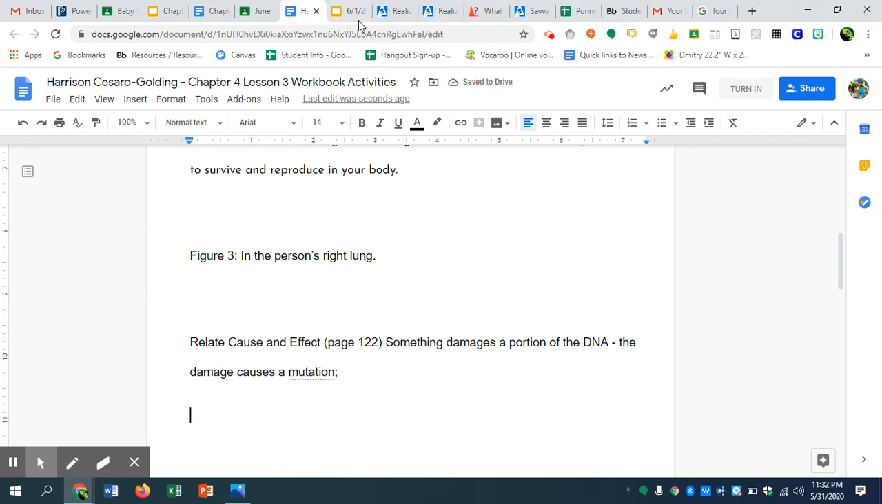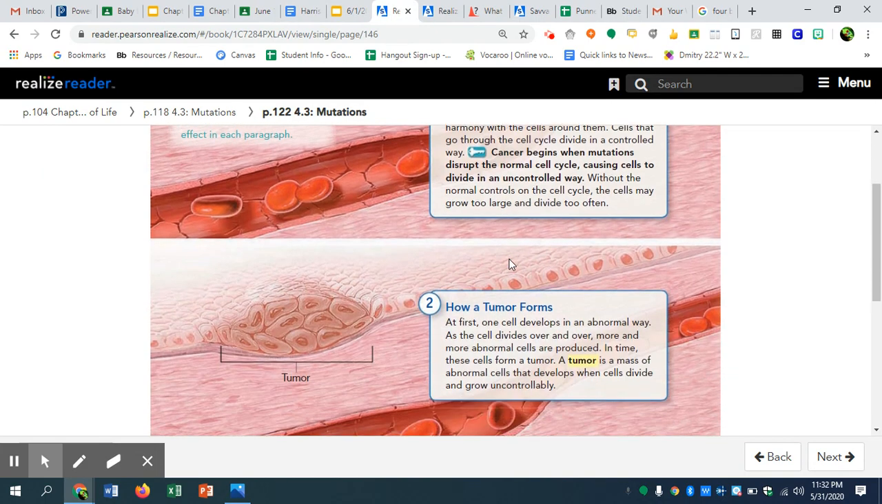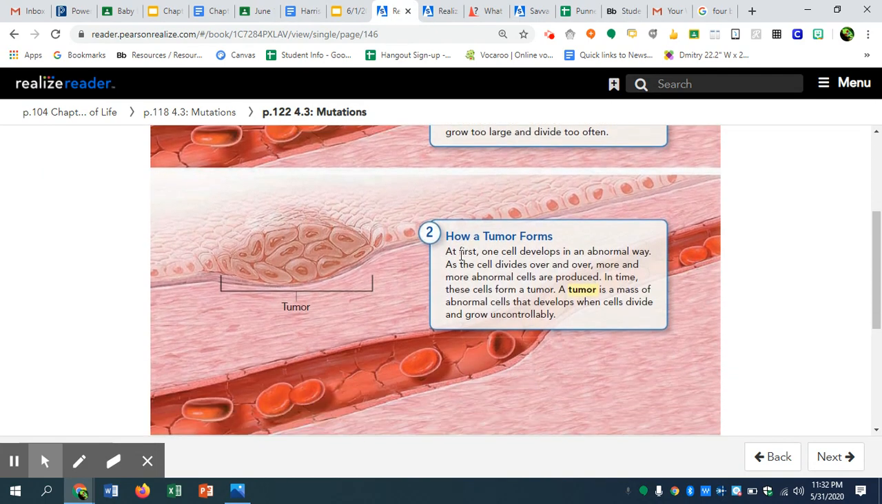We're going to go to number 2. At first, one cell develops in an abnormal way, and as the cell divides over and over, more and more abnormal cells are produced. In time, these cells form a tumor. A tumor is the mass of abnormal cells that develop when a cell divides and grows uncontrollably. So you can see here's the tumor growing.